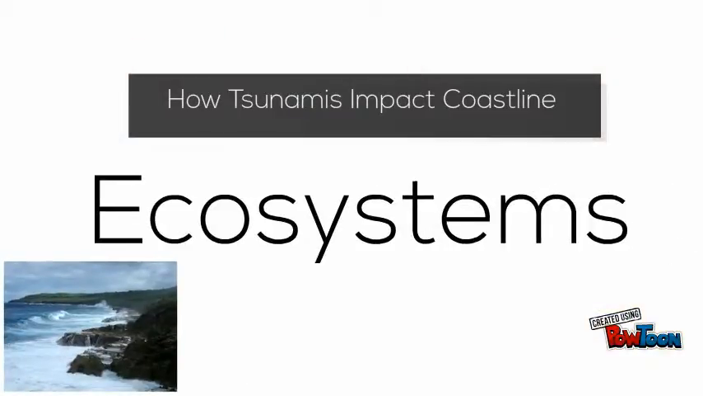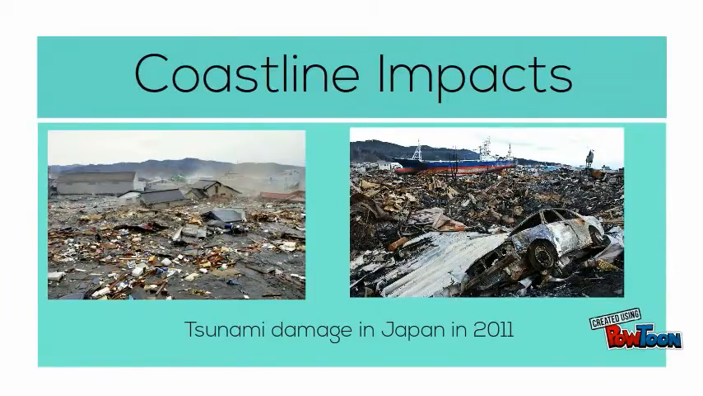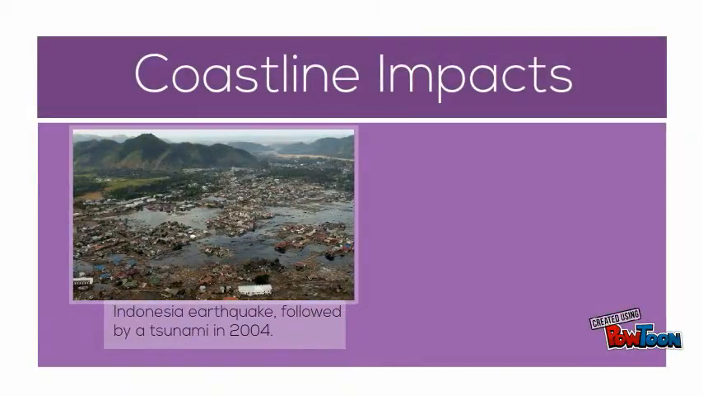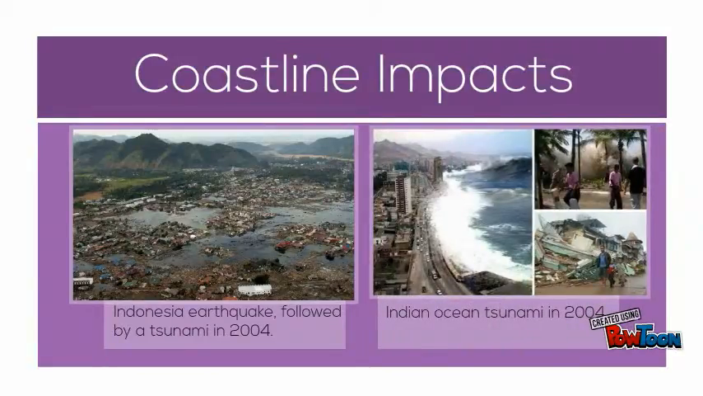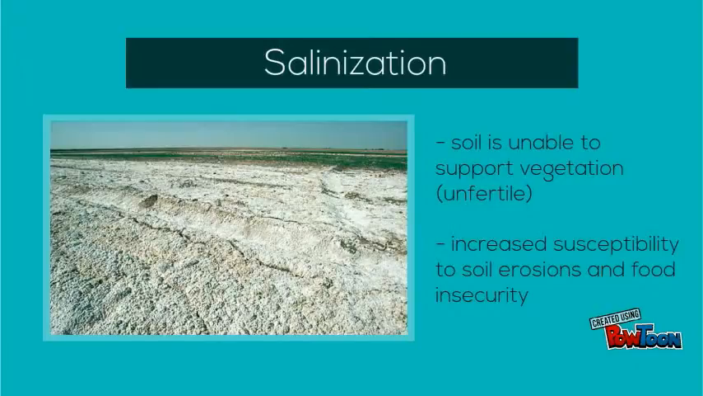So how do tsunamis impact coastline ecosystems? Tsunami waves often carry a lot of debris as they move inland, including cars, boats, trees, or even people. Often they extend inland more than 300 meters. In addition, damages to flora, fauna, and coral reefs often occur when the waves go inland. In places such as Indonesia, the coral reefs take years to rebalance from tsunamis, and coastal tree plantations may also be severely destroyed. Salinization is another devastating consequence of tsunamis, which makes the soil unable to support vegetation as it becomes unfertile. It also increases susceptibility to soil erosion, food insecurity, and largely impacts climate change.